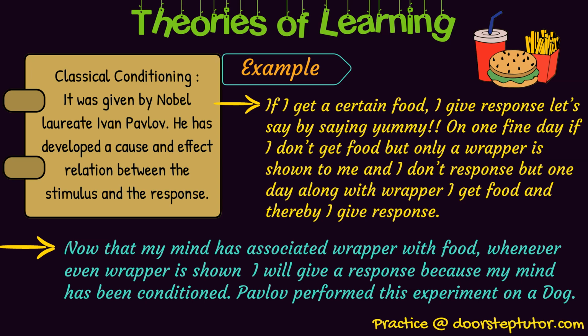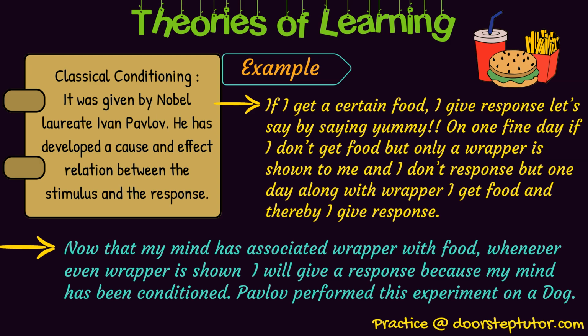So the basic elements that we have in this theory are, first, the unconditioned stimulus. An unconditioned stimulus is basically a stimulus that elicits a response without training. So first of all he gave food to the dog, and food was the unconditioned stimulus because it was something that the dog responded to without any training. The dog barked when he saw the food. So food was the unconditioned stimulus.